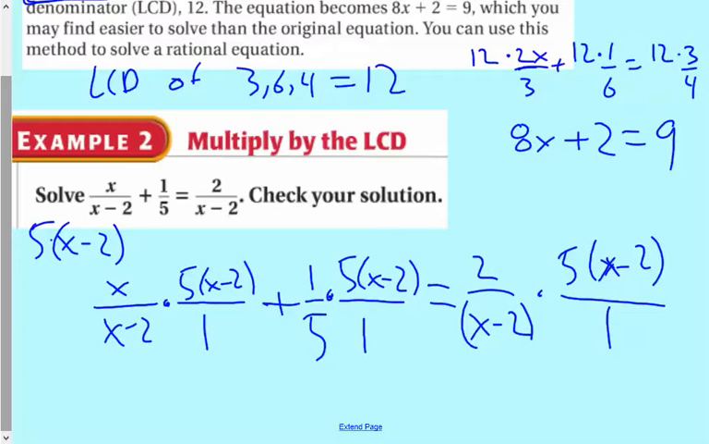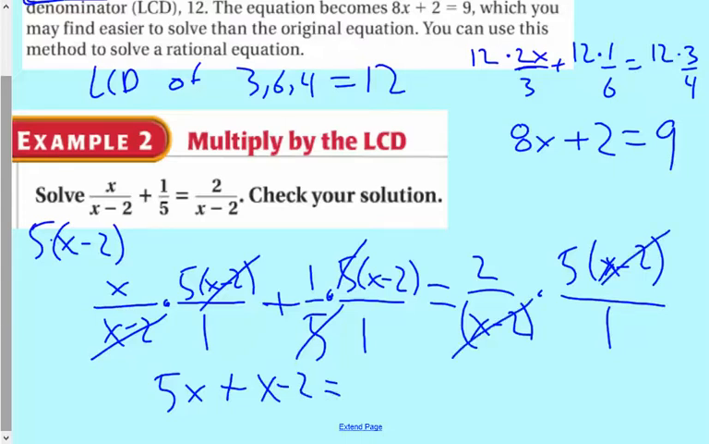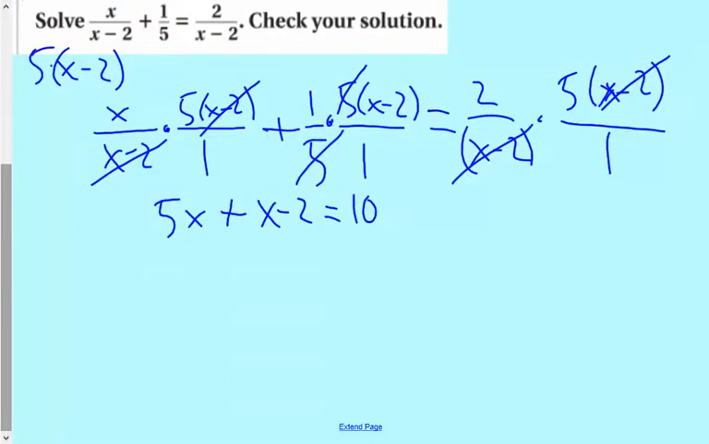Now this looks really complicated, but watch what happens. The x minus 2's reduce, and I'm left with 5x right here. The 5's reduce here, and I'm left with 1 times x minus 2, which is just x minus 2, equals, and then the x minus 2's reduce, and I'm left with 2 times 5 equals 10. It starts by looking really complicated, but then it turns into something that is so easy to solve. The initial step seems crazy, but then it makes it really, really simple.